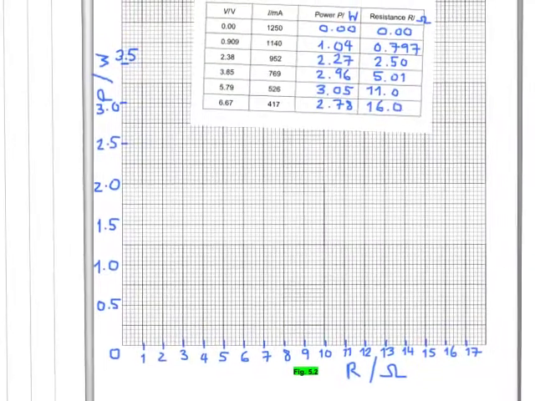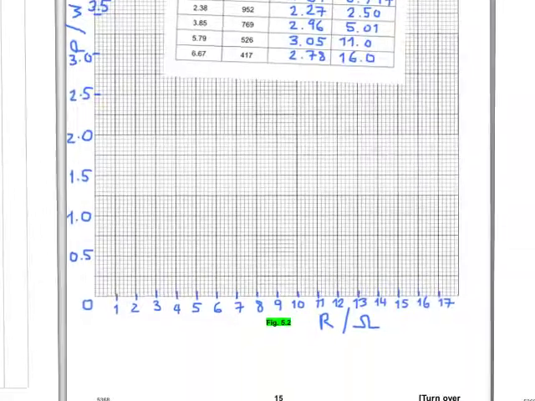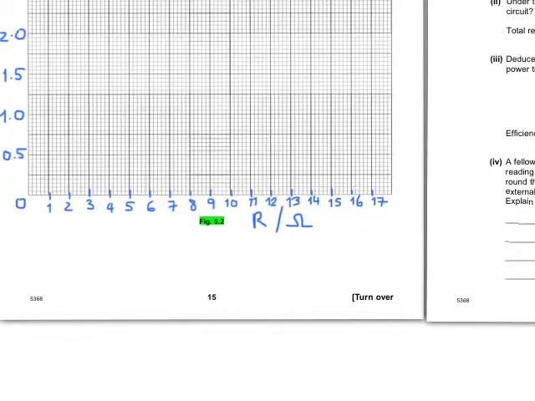Last thing just to note as well is the label on each of the axes. There's our P for power, and then we use a slash or solidus followed by the unit W for watts, and follow on then as well down here with our R for resistance slash our ohms.